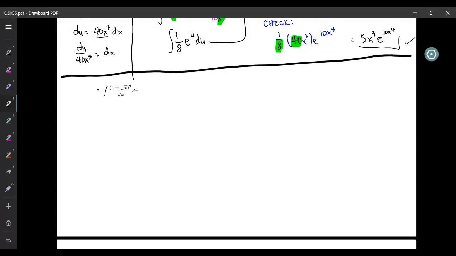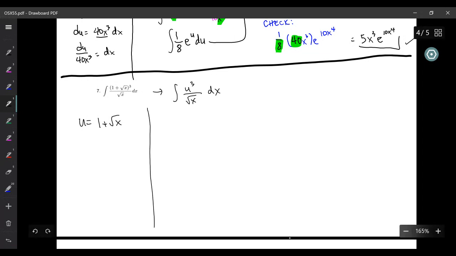Right, let's look at number 7. So you're looking for a set of parentheses. In this case, we have a parentheses in the numerator, 1 plus root x. And so that integral becomes u to the third power over the square root of x times the dx. Right, a mix of u's and x's. So let's start by solving for dx and see if that fixes our issue.